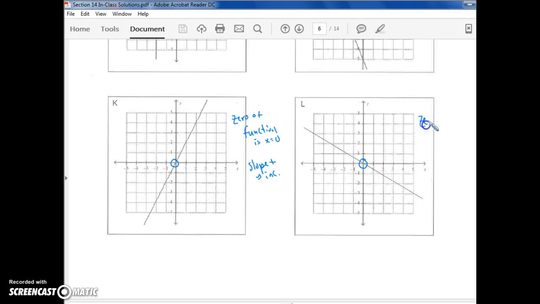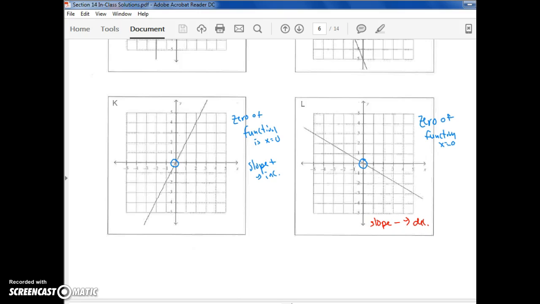And then the last one here, we have the same 0, so x equals 0, and then the graph is decreasing as we move left to right. So we're going to say that that's a negative slope. Slope is negative, which means the function is decreasing.